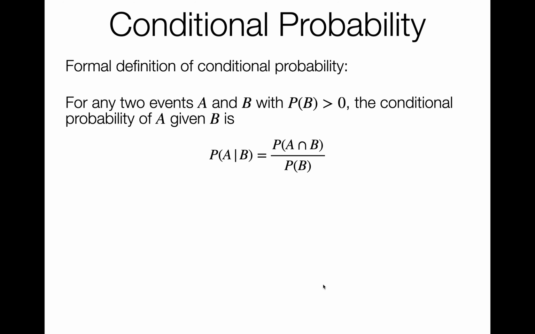Okay, so there we have the formula. The probability of A given B is equal to the probability of the intersection divided by the probability of the conditioning event. So the conditional probability is the probability of the intersection divided by the probability of the conditioning event. So it's important to remember this definition.